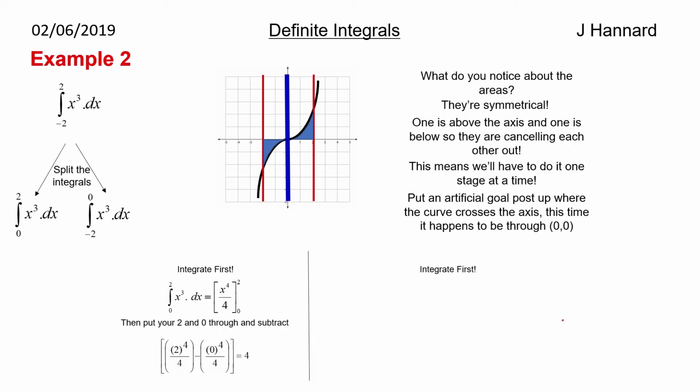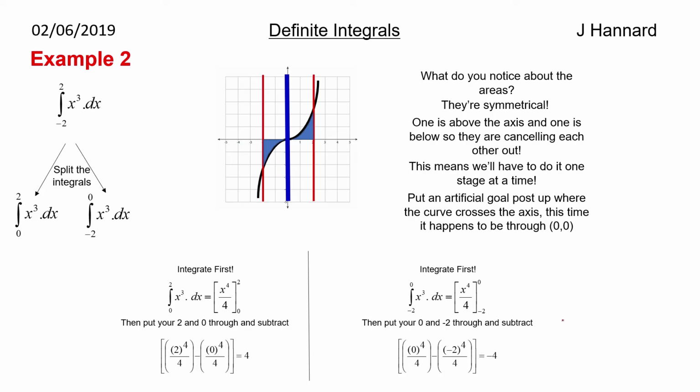Similarly, we'll do it for the other function. So we integrate x cubed and get x to the 4 over 4. We put a 0 through, we put a minus 2 through. Remember, 0 is bigger than minus 2. We put the 0 in first, then subtract by putting the minus 2 in. So we get minus 4.